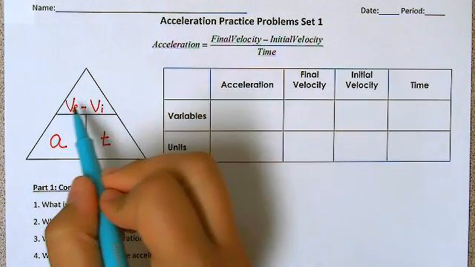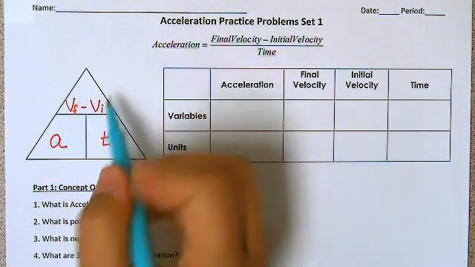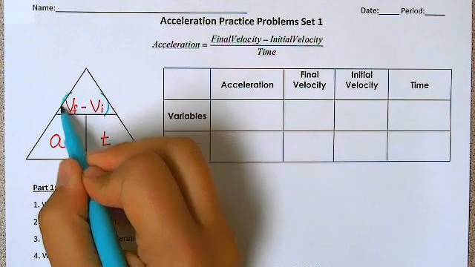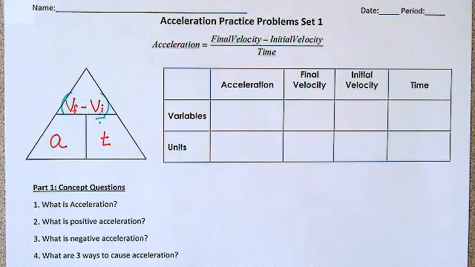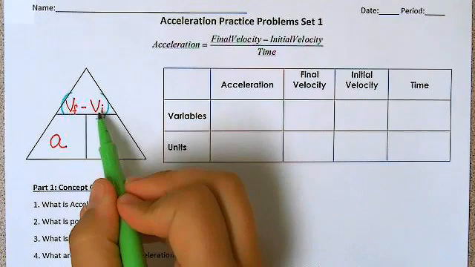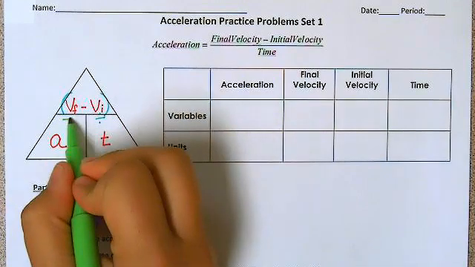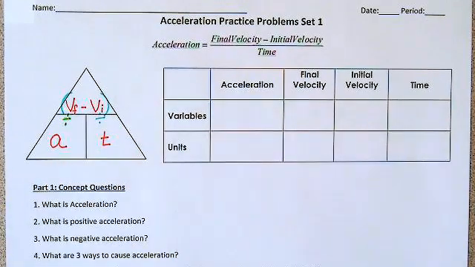If we're going to solve for acceleration, we're going to do VF minus VI, and we want to do that first before we divide it by the time. So we need to make sure that we are subtracting first and then dividing to make sure that it works right. If we're going to solve for time, it's going to be basically the same thing. You're going to subtract the velocities and then divide it by the acceleration.